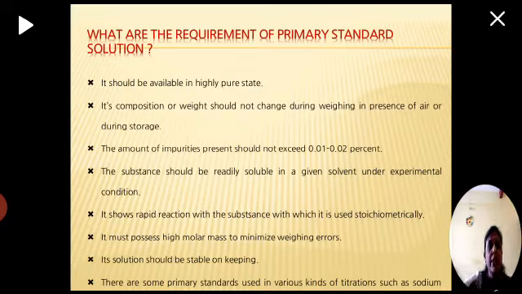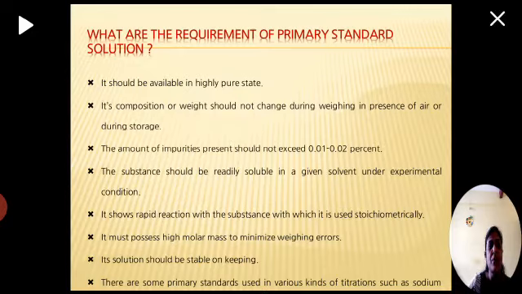It should be available in a highly pure state. Its composition or weight should not change during weighing in presence of air or during storage. The amount of impurities present should not exceed 0.01 to 0.02%. The substance should be readily soluble in a given solvent under the provided experimental conditions. It shows rapid reaction stoichiometrically with the substance with which it is used. It must possess a high molar mass to minimize weighing errors. Its solutions should be stable on keeping.